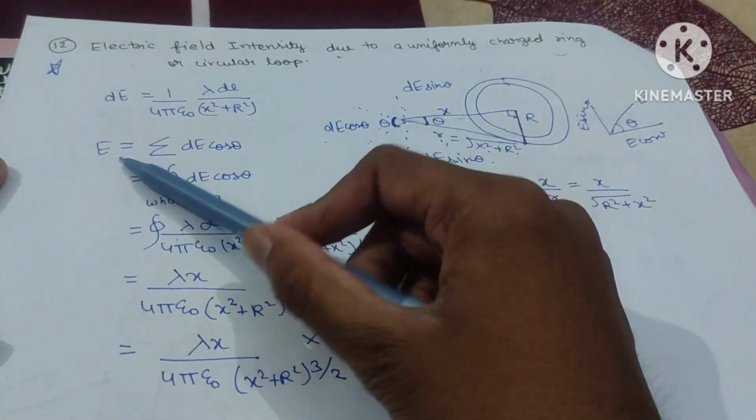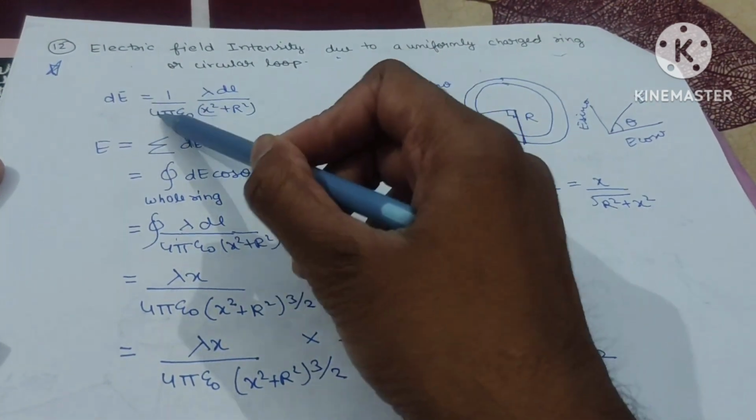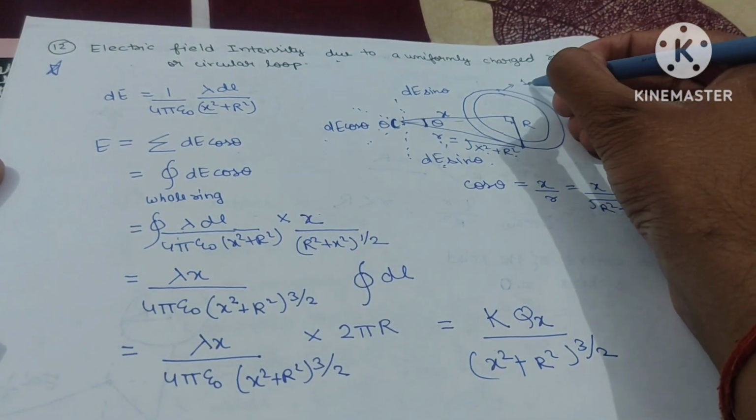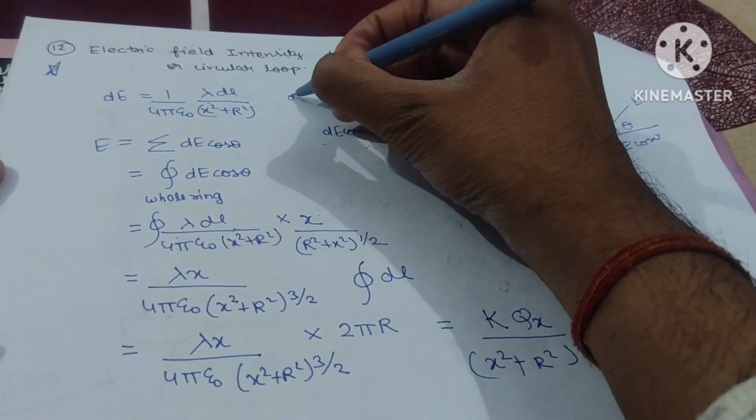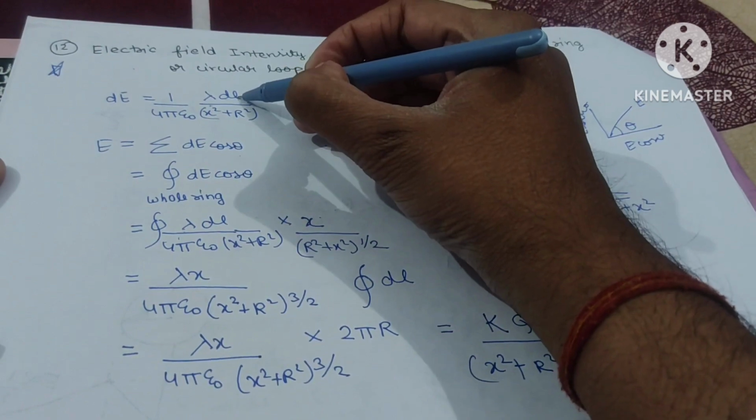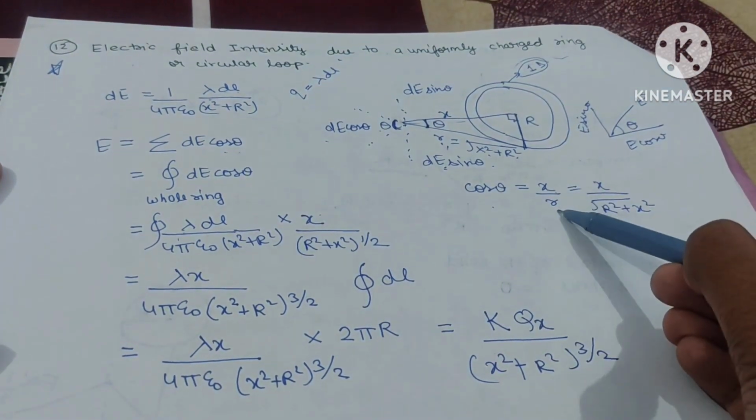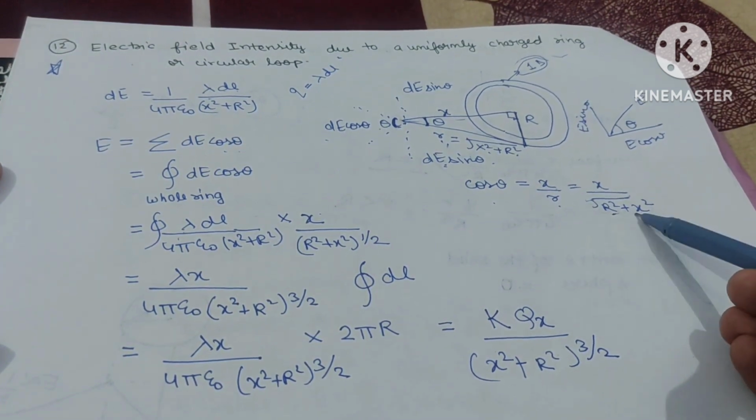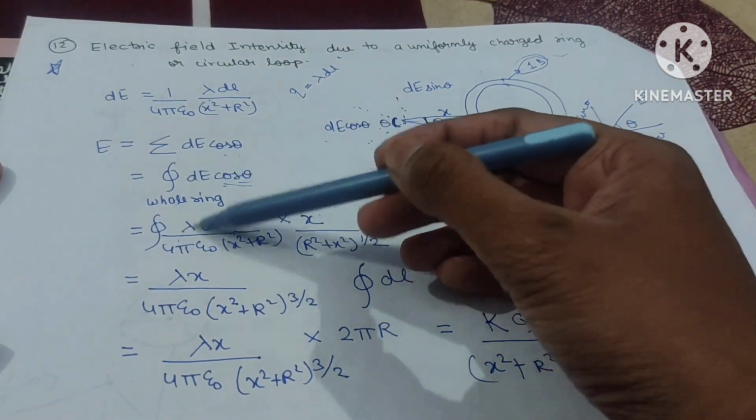So that's why we take E equal to the summation of dE cos theta, and dE is equal to 1/4 pi epsilon naught times dq over R square. Here we are dealing with a one-dimensional charge distribution, so we use lambda dl. So q is equal to lambda dl. We know cos theta is base by hypotenuse. The base is x, and the hypotenuse is the square root of capital R square plus x square. So we put this value instead of cos theta.